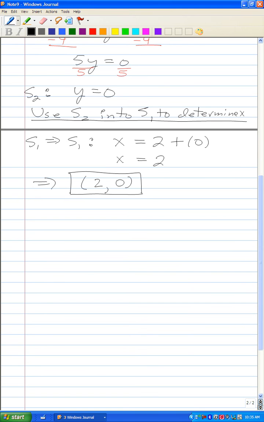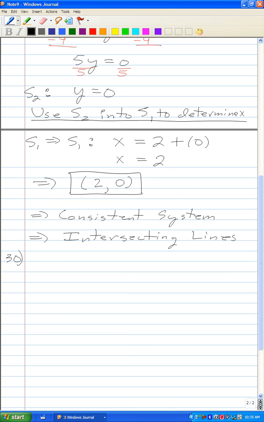Let me do problem number 30. So notice that this is a consistent system. This is the case of intersecting lines. Let me do problem number 30.